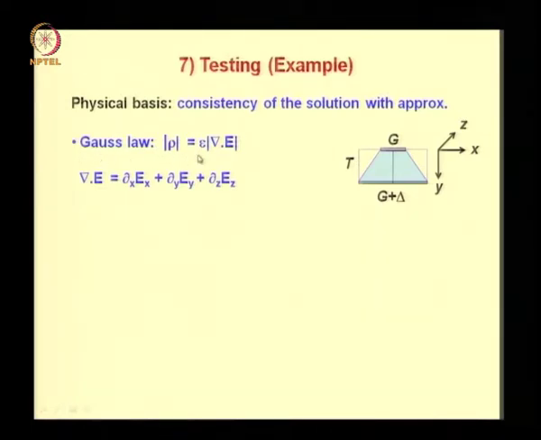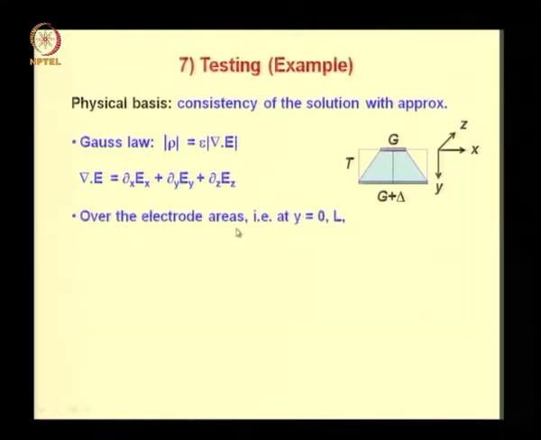So Gauss law says modulus of rho equal to epsilon times modulus of divergence of E, where divergence of E is given by dou by dou x of Ex plus dou by dou y of Ey plus dou by dou z of Ez. Here is our cross section of the spreading resistance, and here are the x, y, z dimensions. Now over the electrode areas, that is over this area and this area, which correspond to the xz planes at y equal to 0, L, Ex and Ez are 0.